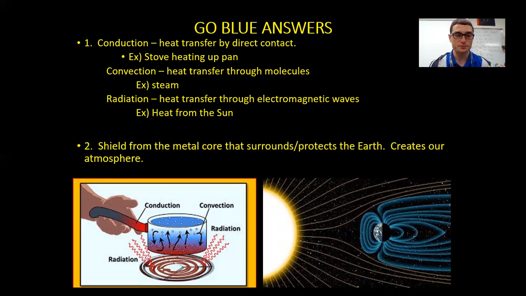Now for number 2, what is the magnetic field or the shield around the Earth? This static shield is kind of invisible, but it is around us, creating our atmosphere. This is the shield that's created by the metal core, specifically the iron core that surrounds and protects the Earth. Without that, we wouldn't have the atmosphere, we wouldn't have clouds, we wouldn't have rain, none of that. Our planet would be a dry, barren planet with no life and no water and so on and so forth.